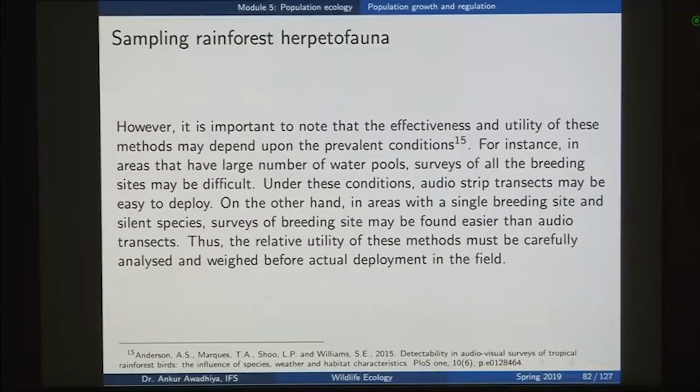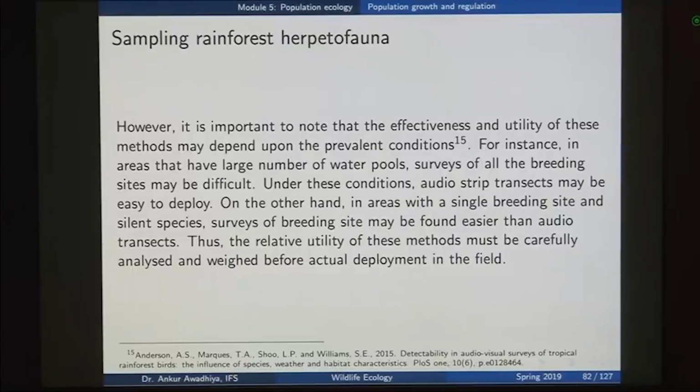Now, it is important to note that the effectiveness and utility of these methods may depend upon the prevalent conditions. In areas that have a large number of water pools, surveys of all the breeding sites may be difficult. Under these conditions, audio strip transects may be easy to deploy. On the other hand, in areas with a single breeding site and silent species, you cannot go for an audio strip transect. So, you can go for a survey of the breeding site, and the relative utility of these methods must be carefully analyzed and weighed before actual deployment in the field. So, all of these are different methods of surveying the herpetofauna.